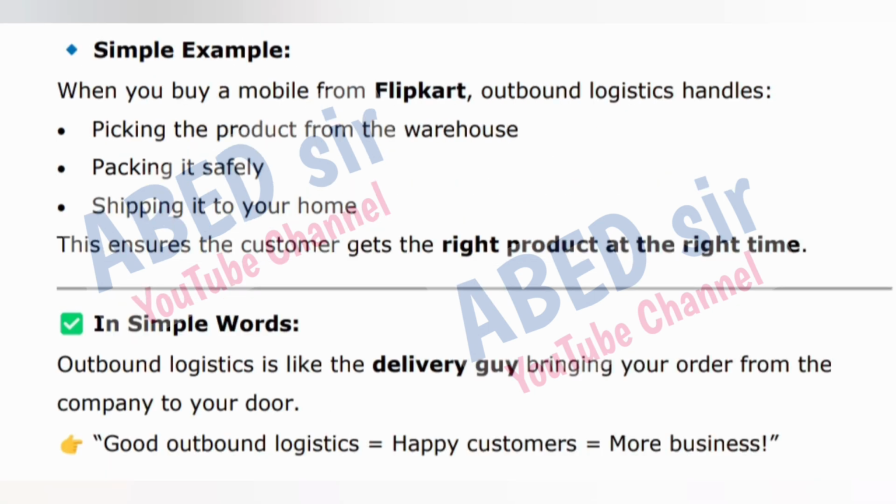Simple example: when you buy a mobile from Flipkart, outbound logistics handles picking the product from the warehouse, packing it safely, shipping it to your home. This ensures the customer gets the right product at the right time. In simple words, outbound logistics is like the delivery guy bringing your order from the company to your door. Good outbound logistics equals happy customers equals more business.